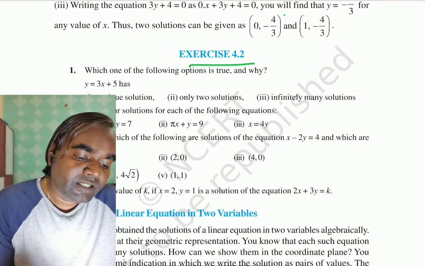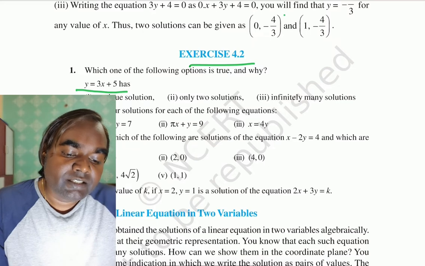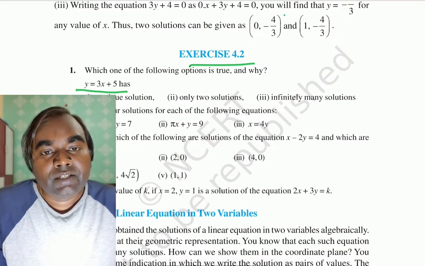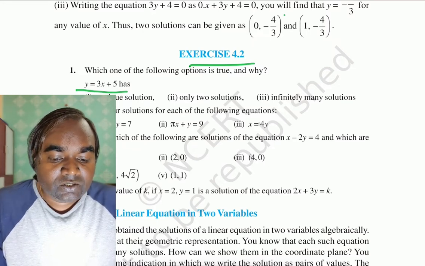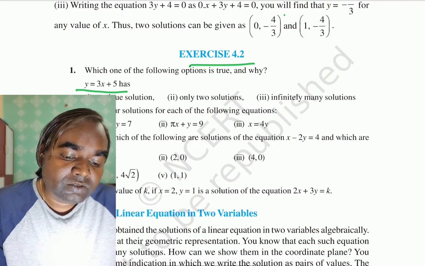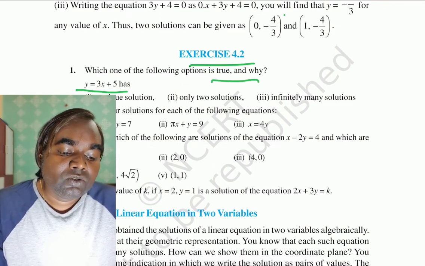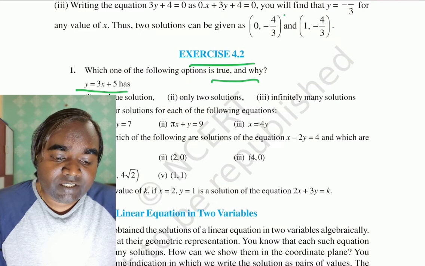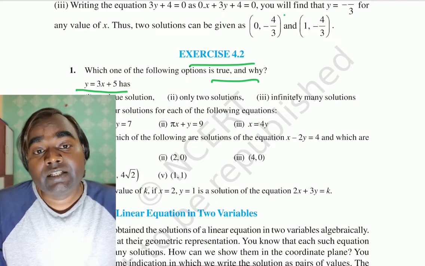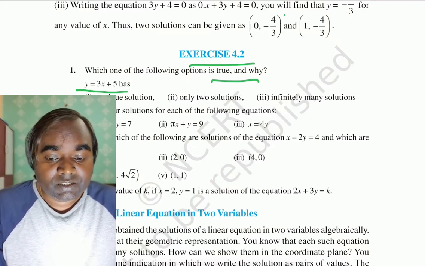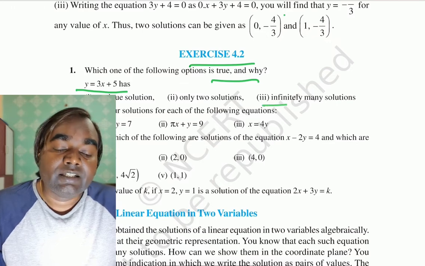Suppose y is equal to 3x plus 5 is a linear equation in two variables. So what is true and why? Since this is a linear equation in two variables, it may have infinitely many possible solutions. So this is the correct answer.